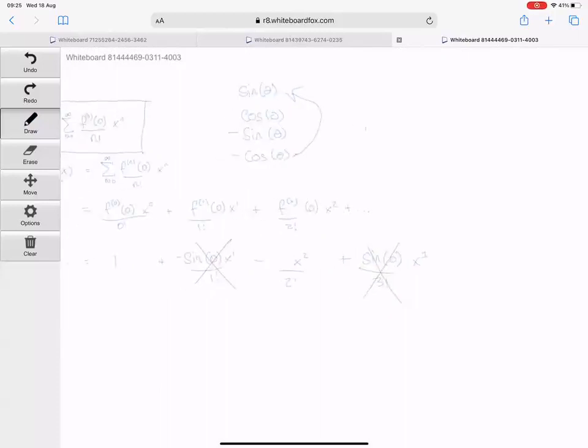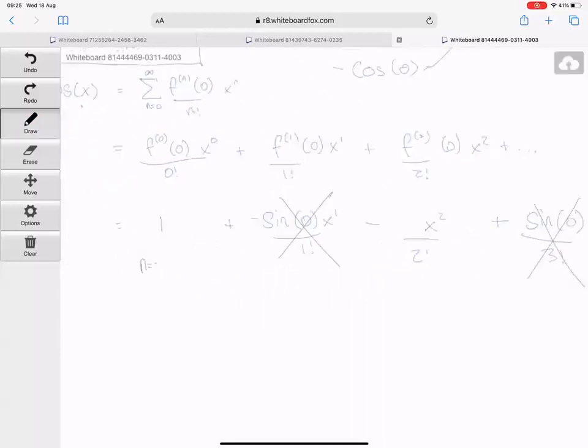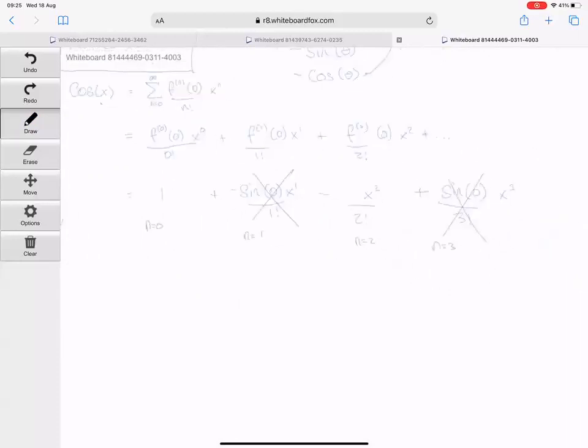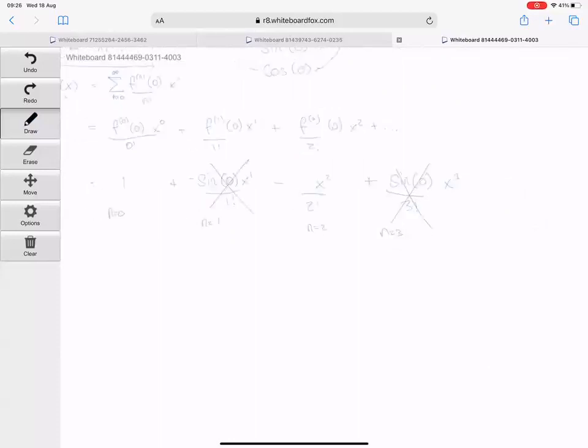Because the sine of 0 is always going to be 0, right? But the cosine of 0 is always going to be 1. So this is when n is 0, this is when n is 1, this is when n is 2, this is when n is 3. So for the odd values of n, you'll always get 0. For the even values of n, I will get 1 coming from f differentiated n times, I'll just get 1 over n factorial.